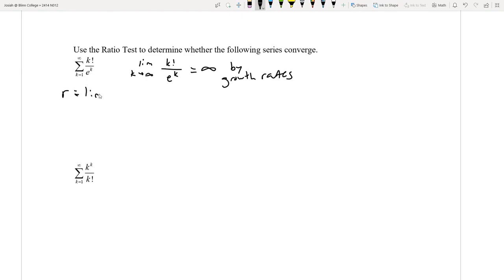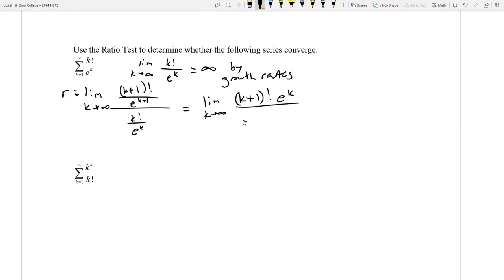So that's the limit as k tends to infinity. The later term, so we plug in k plus 1, over the earlier term, k factorial over e to the k. So we'll get the limit as k tends to infinity, we'll flip the denominator there and multiply it in. So we have e to the k here over e to the k plus 1 times k factorial.